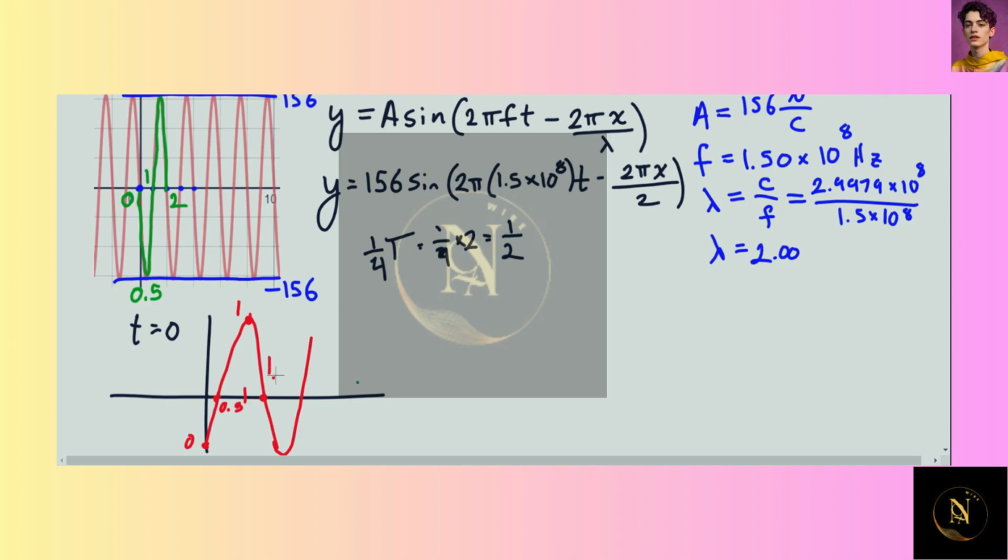That means it's crossing through the axis at 1.5. And then at 2, it's actually back down at a bottom rather than being on the axis where it was previously. And that just comes from t equals 0.5, causing the whole thing to shift back by 0.5.